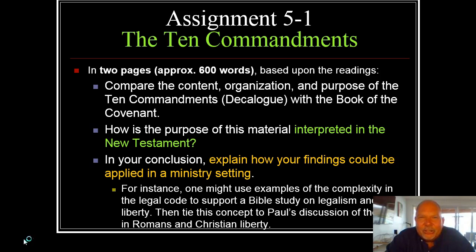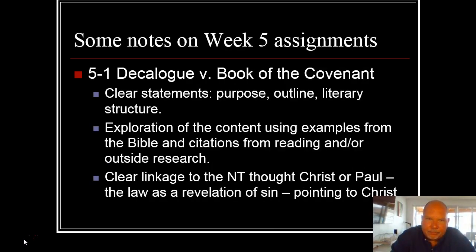Assignment 5.1 is to explore the Ten Commandments in the context of the Book of the Covenant. So in about 2 pages, and based upon the reading, there was a first hint that you needed to engage with reading as well as the Bible. I wanted you to compare the content, organization, and purpose of the Ten Commandments with the Book of the Covenant. How is the purpose of this material interpreted in the New Testament? And in your conclusion, you were to explain how your findings could be applied in a ministry setting.